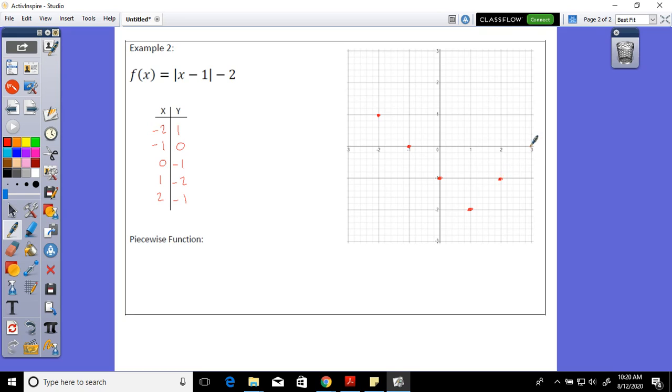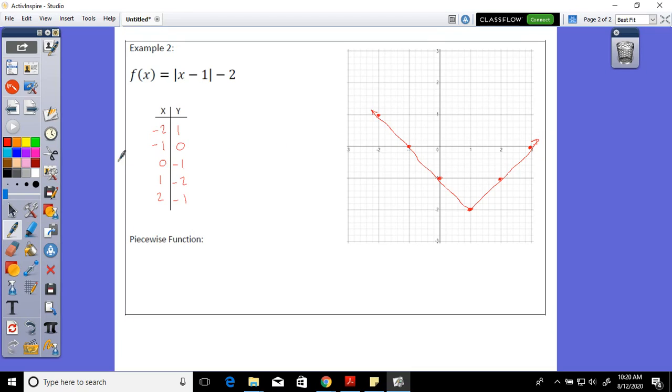If we wanted to, we could go ahead and put this one here as well. Connect the dots. And we see that V shape of the absolute value function.